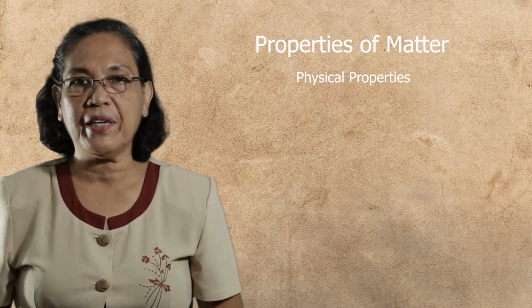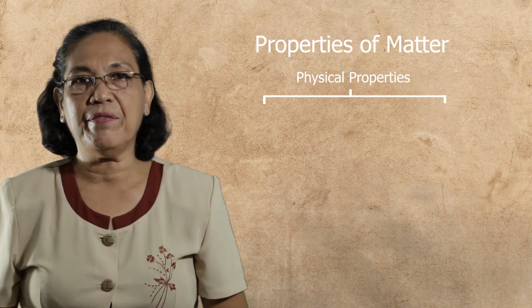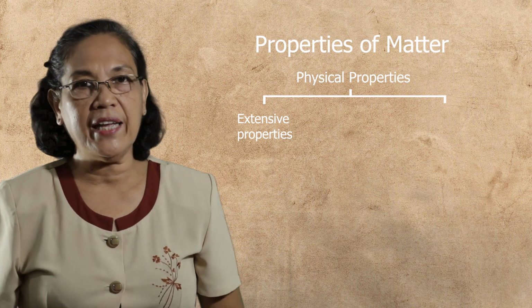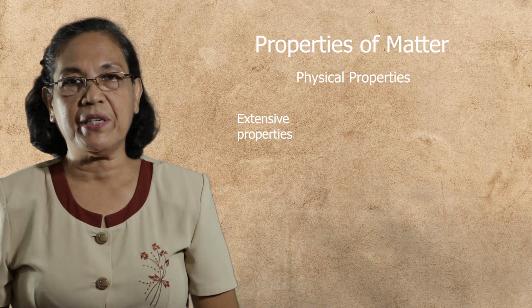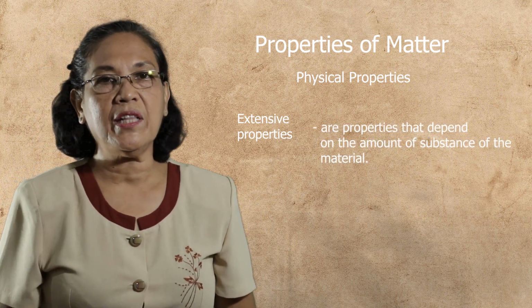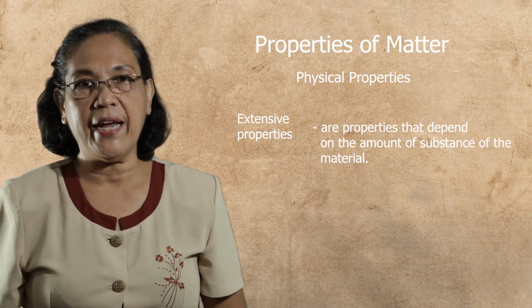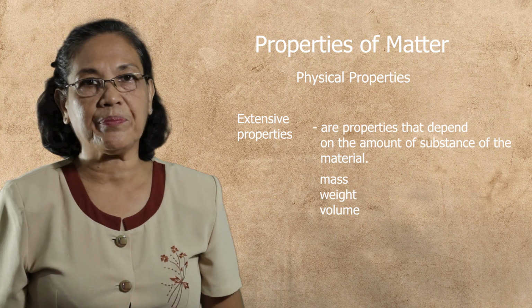The physical properties of matter are of two types. We have the extensive property and the intensive property. When we talk of extensive property, this depends on the amount of the material or the substance, like the mass or the weight and the volume.